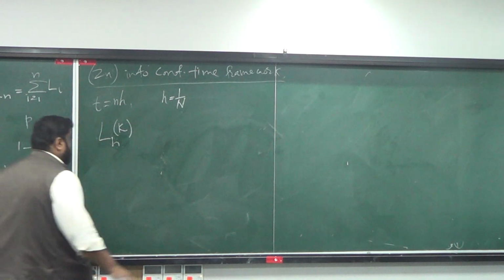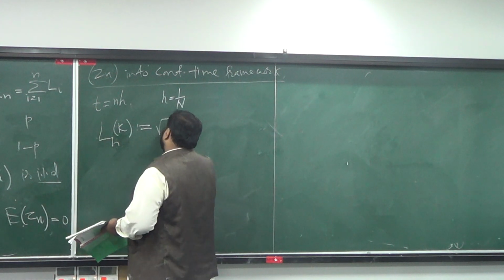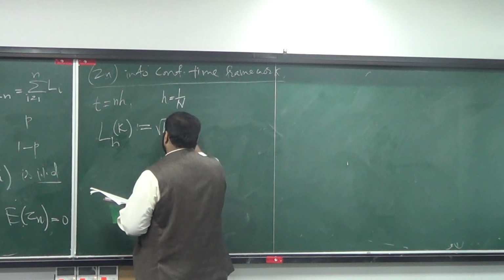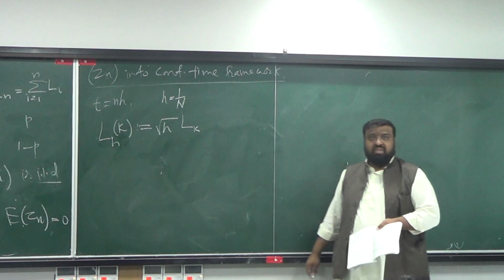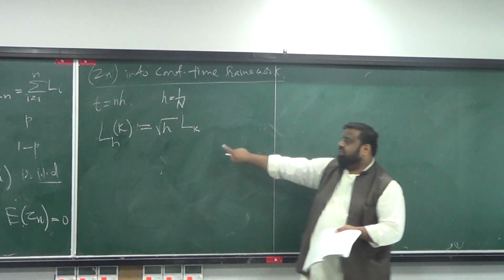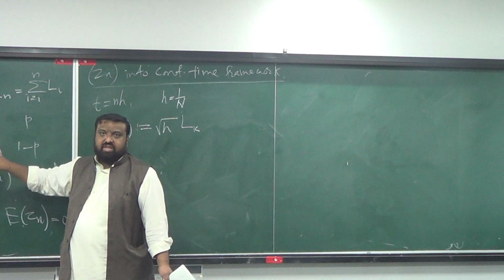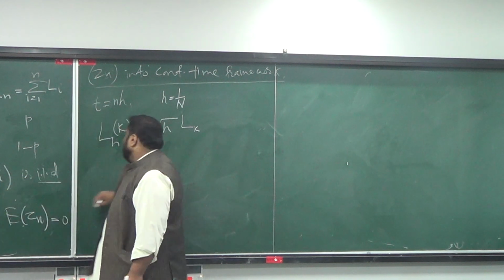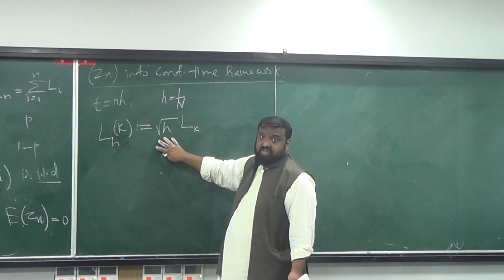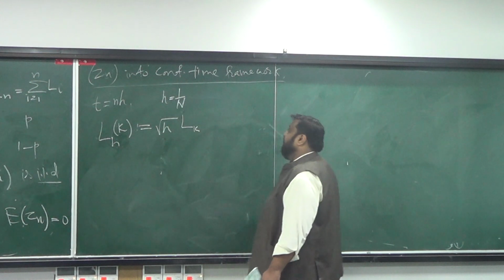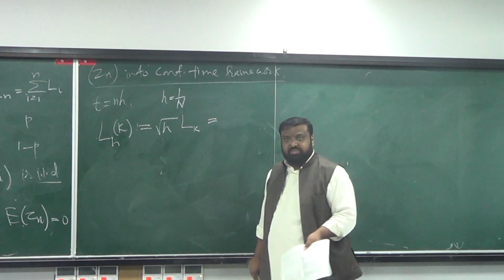So what should be the meaning of it? I'm defining it to be the square root of h times Lk. Lk is the outcome of the nth game. And I'm multiplying it with a small quantity, square root of h. So that's my definition.